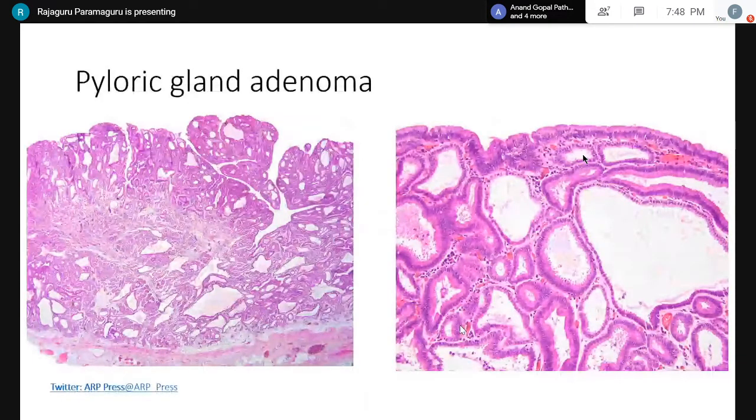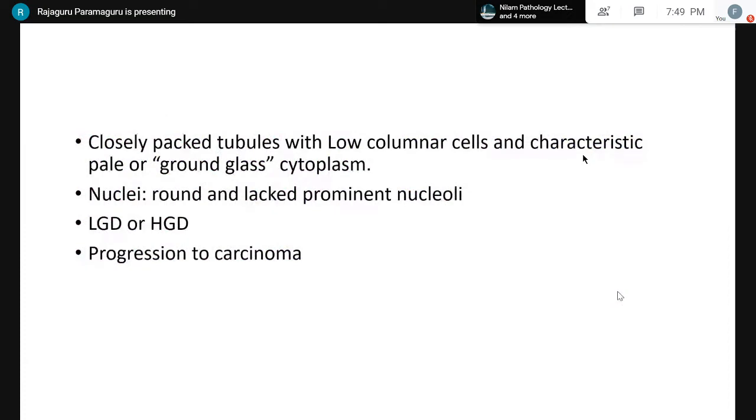So I'll show the image where you can see this kind of packed glands. They do not look like the fundic gland adenoma. These should not be confused with the fundic gland adenoma. They are lined by this typical low-cuboidal epithelial cells with the ground glass appearance, as they are described. That is, they are showing abundant eosinophilic cytoplasm and well-round small nuclei. And the dysplasia might be low grade or high grade, and these can progress on to carcinomas.